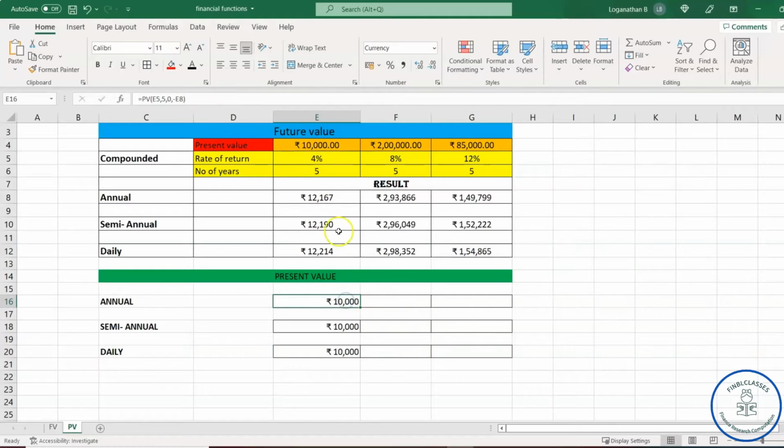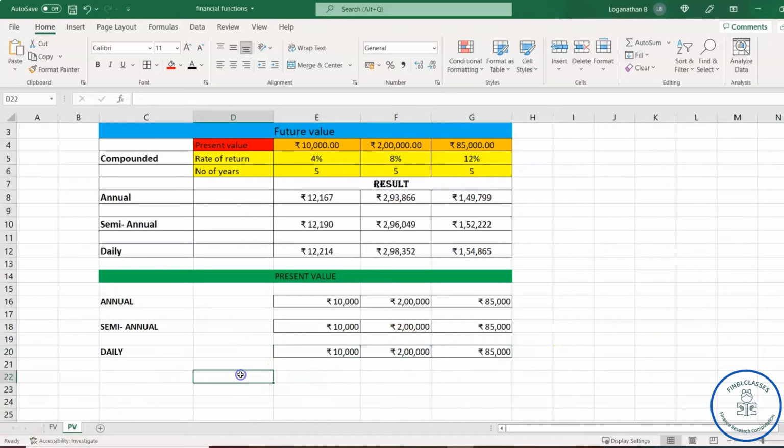Now, in a similar way, we can calculate it by dragging the value. I just drag the value and you'll get the same value over here. In a similar way for semi-annual also, I will drag this and get the same value, and I will also drag for this and get the same value.